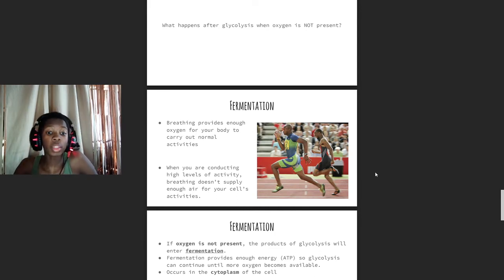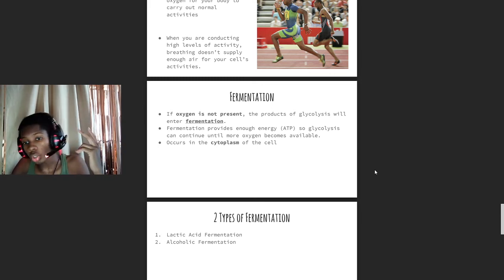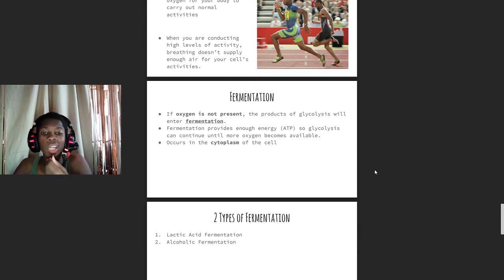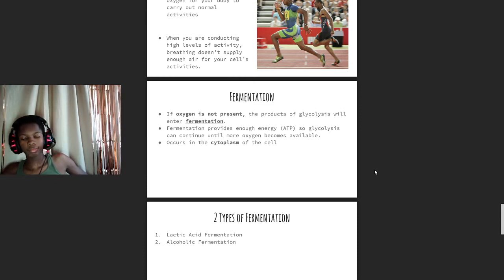Fermentation. Breathing provides enough oxygen for your body to carry out normal activities. When you are conducting high levels of activity, breathing doesn't supply enough air for your cells' activity. If oxygen is not present, the products of glycolysis will enter fermentation. Fermentation provides enough energy, also known as ATP, so glycolysis can continue until oxygen becomes available. It occurs in the cytoplasm of the cell, which is not the mitochondria.